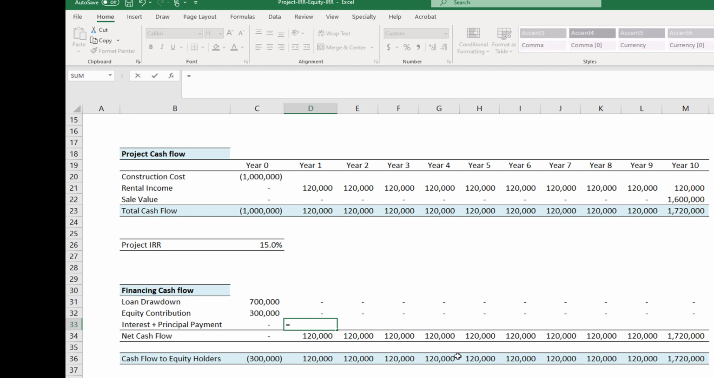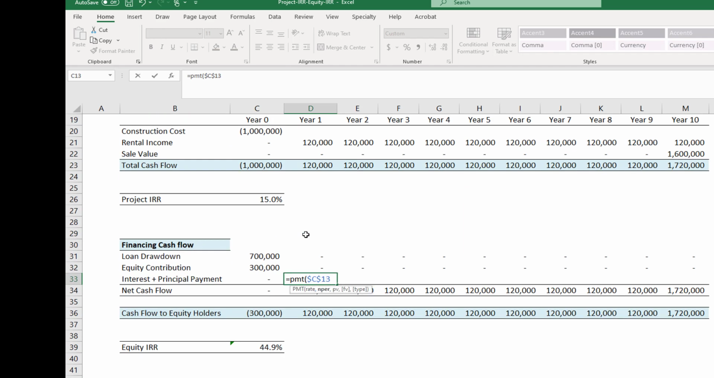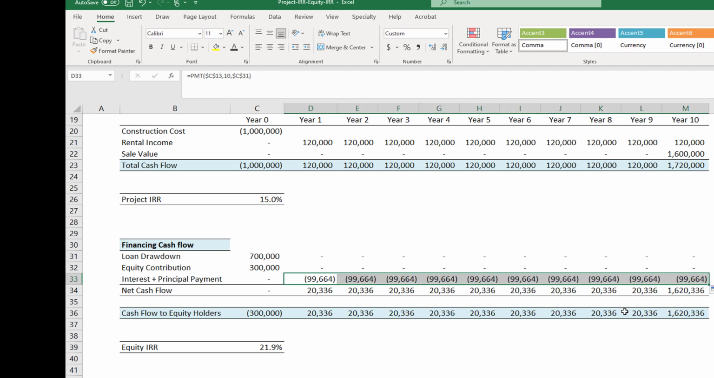So I'll use the formula PMT, which is a very simple formula. It is just the rate. So my rate is 7%. I will just fix it, and my NPER is 10-year duration, and my loan, which is the PV, is 700,000. So this will give me the EMI, and I just drag it to year 10.